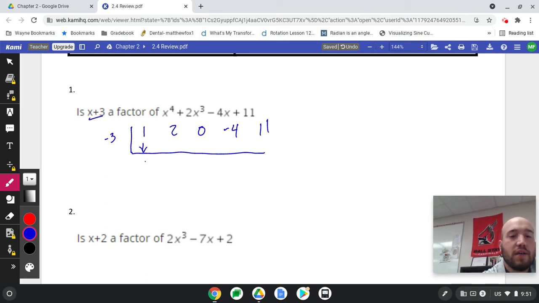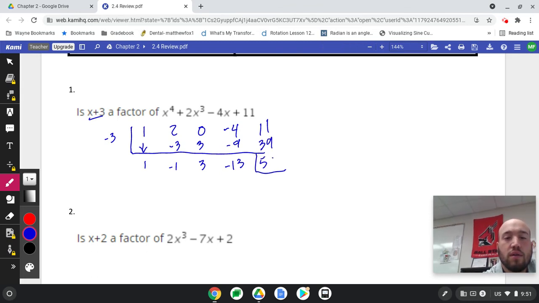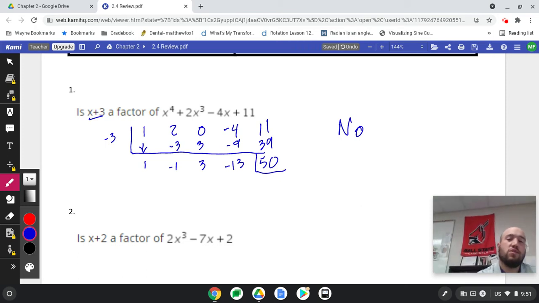The 1 drops down. Multiply, we get -3. We add straight down, get -1. Multiply, get 3. Add straight down, get 3. Multiply, get -9. Add straight down, -13. Multiply, we'll get 39, add straight down, and 50. So is that 0? No, which means this is not a factor. It is not 0.